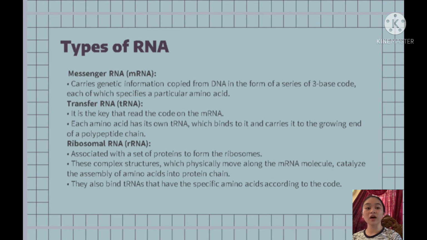Next, ribosomal RNA, or rRNA. rRNA associates with a set of proteins to form the ribosome. This complex structure, which physically moves along the mRNA molecule, catalyzes the assembly of amino acids into a protein chain. They also bind tRNA that have the specific amino acids according to the code.